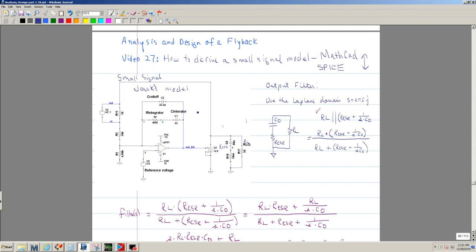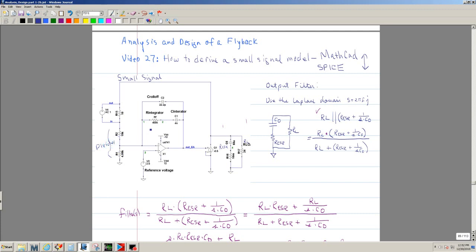And I'm using Jack's model. If you're not familiar with this, there is a playlist called Compensation, and on that one I explain Jack's model. I go through how you can implement it in Spice. So I'm using this model basically, and the main point of Jack's is that he uses the divider. Here's a divider, which is basically R1 and R2.